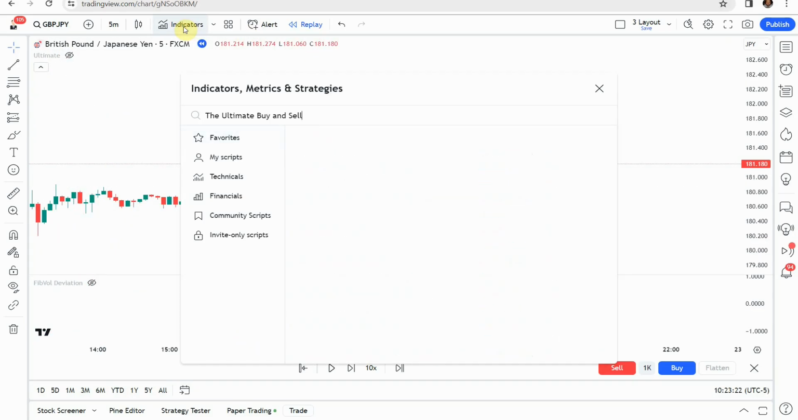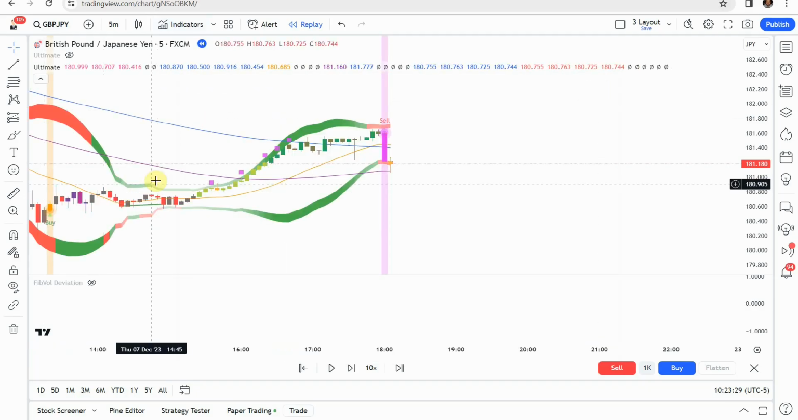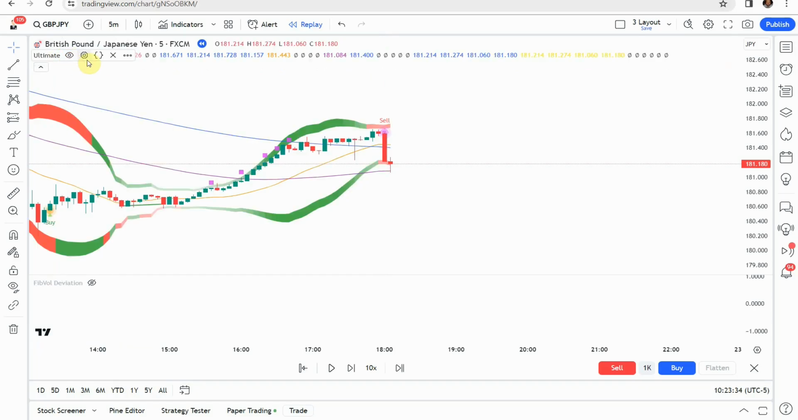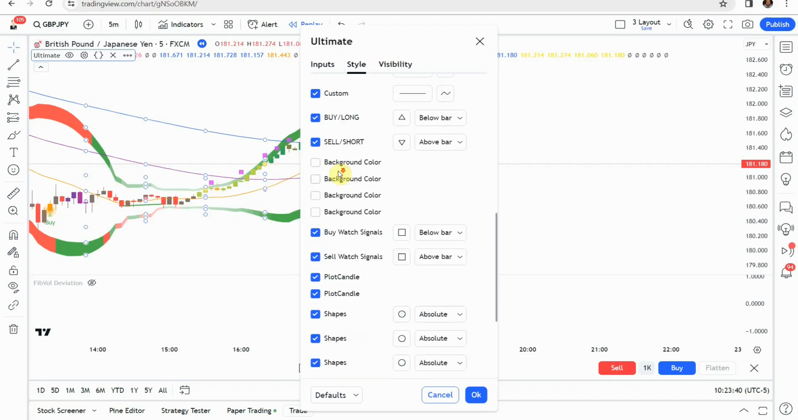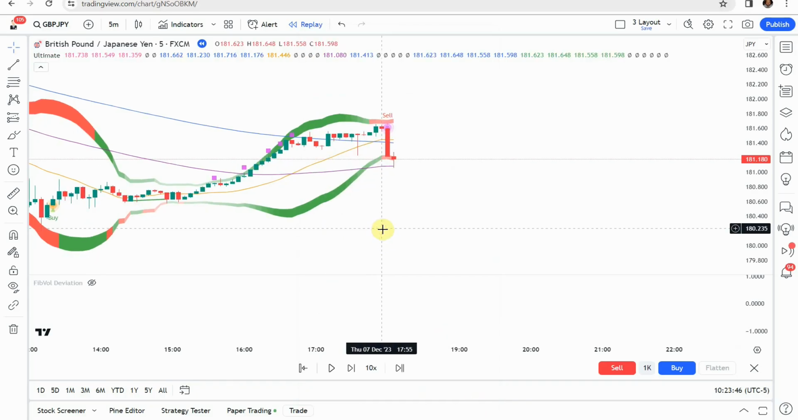The first indicator you will add to the screen is going to be the ultimate buy and sell indicator. And so once you add that to the screen, it will look similar to this right here. What we're going to do is go into the style here, and we're going to turn off the background color on these 4 settings right here, and everything else will be on the default.